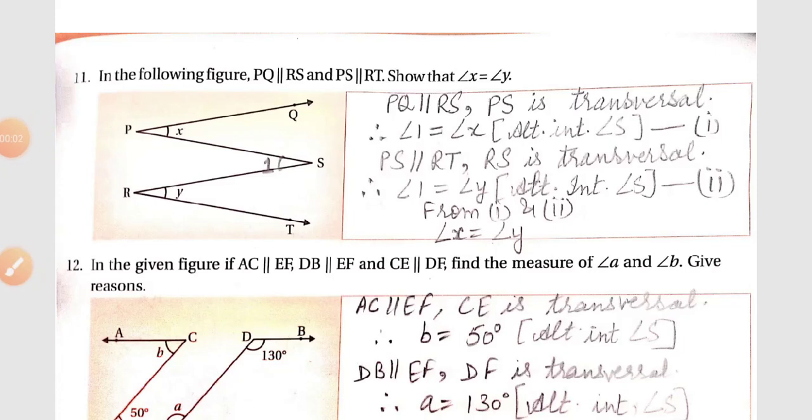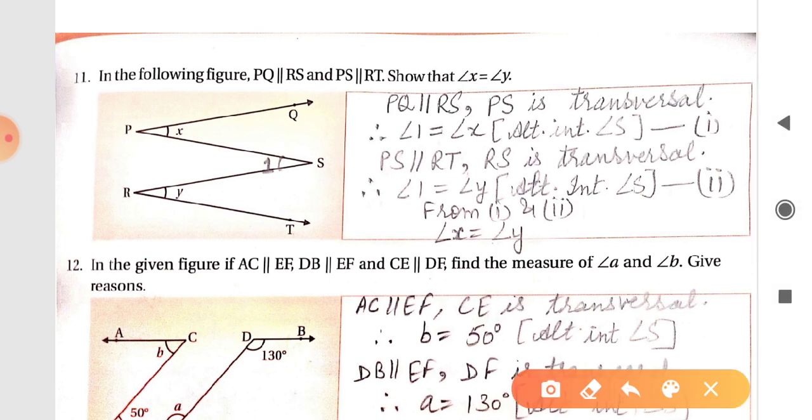Hello students, today we will do the next questions of the observation book of chapter 7. The 11th question is: in the following figure, PQ is parallel to RS and PS is parallel to RT.